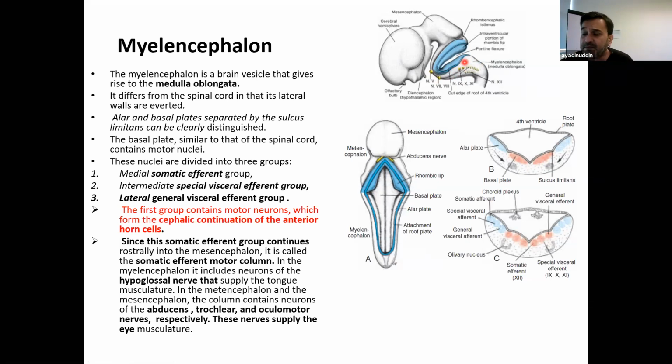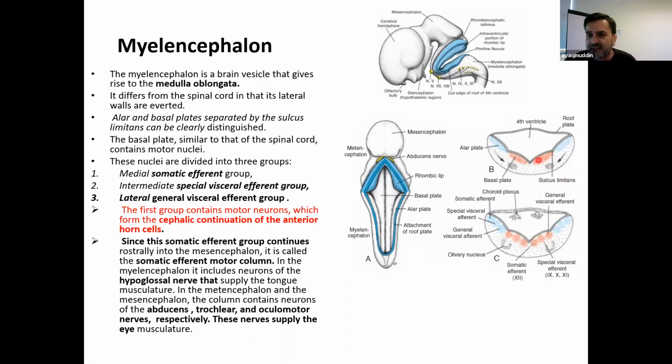Now in the medulla, what happens is that the basal plates are going to lie medially, and you would see the alar plates lying more laterally. And they are separated by a sulcus, which is called the sulcus limitans. So you see, this is the sulcus limitans here, which is dividing the floor of the medulla into two pieces. You have the medial portion, which has basal plates. You have the lateral portion, which has the sensory or the alar plates.